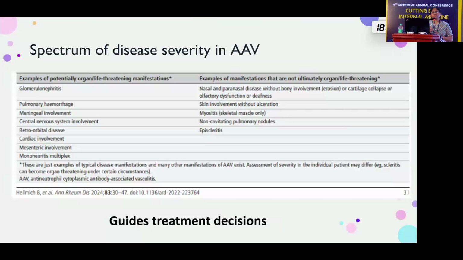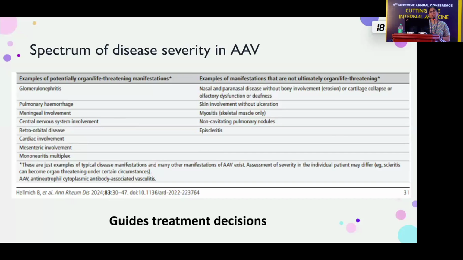It's important to know the spectrum of disease severity, because ever since the guidelines have been put forth for the treatment of ANCA vasculitis, it is the severity of disease which guides the treatment. So you have the potentially organ or life-threatening manifestations, which include glomerulonephritis, pulmonary hemorrhage, meningeal involvement, central nervous system involvement, retroorbital disease threatening the eye, cardiac involvement, mesenteric ischemia, and mononeuritis multiplex. Also added to this is organ-threatening scleritis.